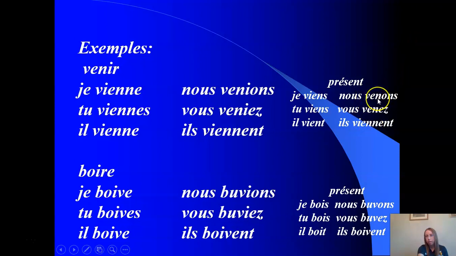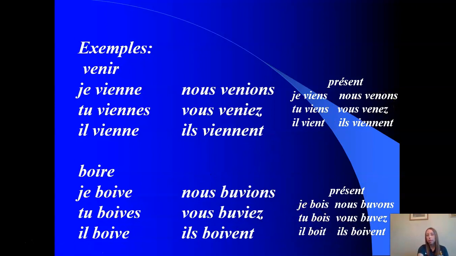V-I-E-N-N and V-E-N. Au présent, le verbe a deux stems pour le subjonctif aussi. So, the ils plural form is going to be your stem for je, tu, il. See how they all have V-I-E-N-N, like the ils here? The nous is going to be your stem for nous and vous. V-E-N, V-E-N. Un autre exemple, boire.